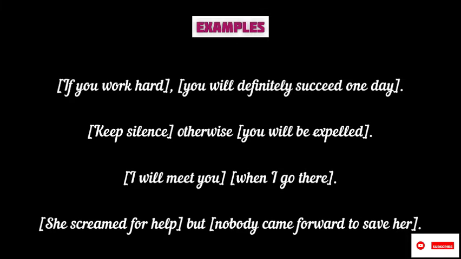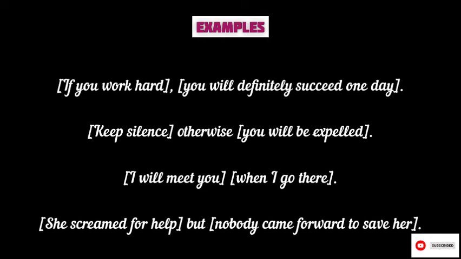But a principal clause can be used as a sentence by itself. She screamed for help, but nobody came forward to save her. The two clauses are she screamed for help and nobody came forward to save her. In the first clause, she is the subject and screamed is the finite verb. In the second clause, nobody is the subject and came is the finite verb. Here, but is the conjunction joining the two clauses.